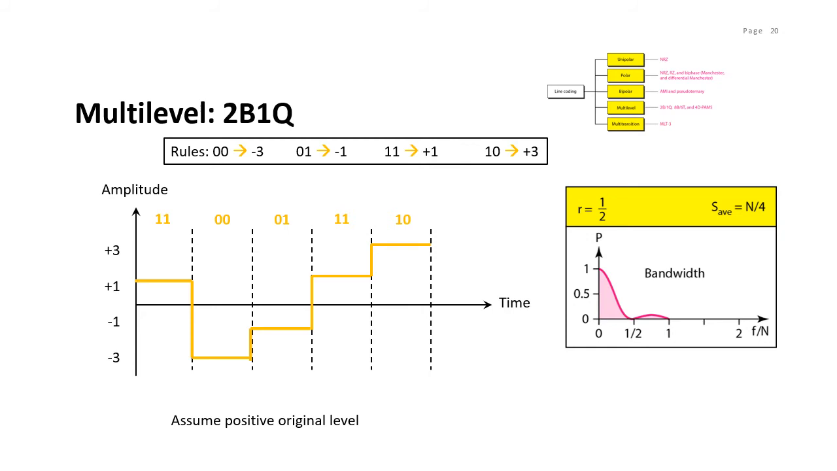You can also see that it's actually using Gray coding, where the successive values differ in only 1 bit, or binary digit. So when we increment a value from, for example, here -3 to -1, we require only 1 bit to change instead of 2 bits. Again, you can see here one signal element is composed of 2 data elements, and so this is 2B1Q. You can also see that the bandwidth is reduced as compared to before.